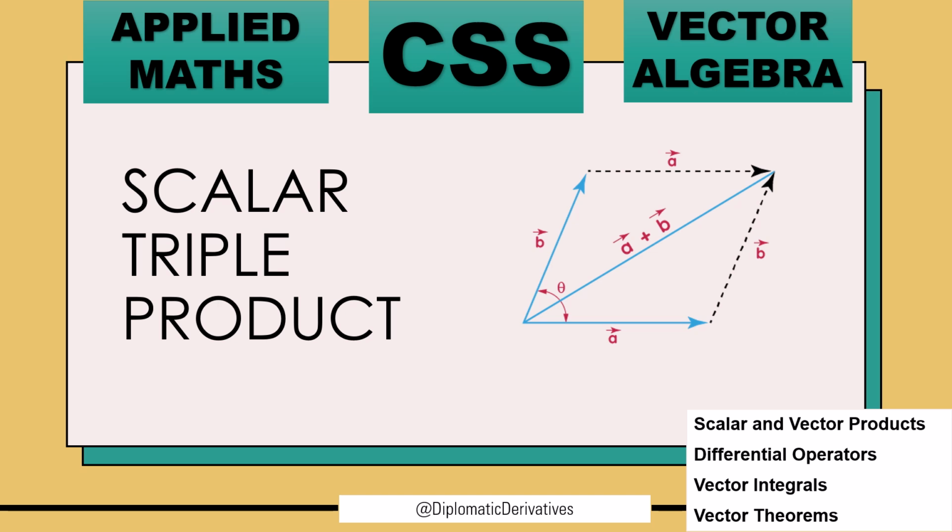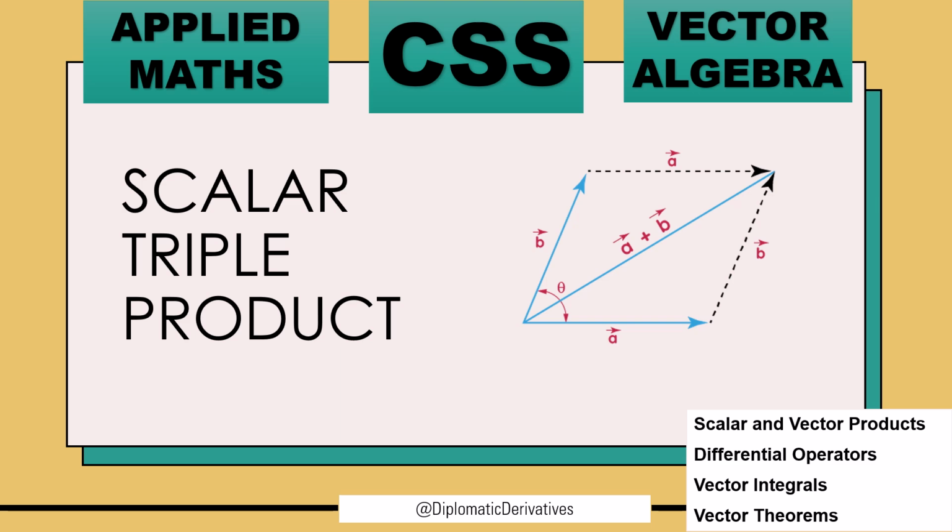In this series of lectures, we're talking about applied mathematics. In our previous videos, we discussed scalar product of vectors as well as cross product of vectors. So first check those videos out before moving on to the next topic, which is scalar triple product. The link is in the description box below or the I button above.